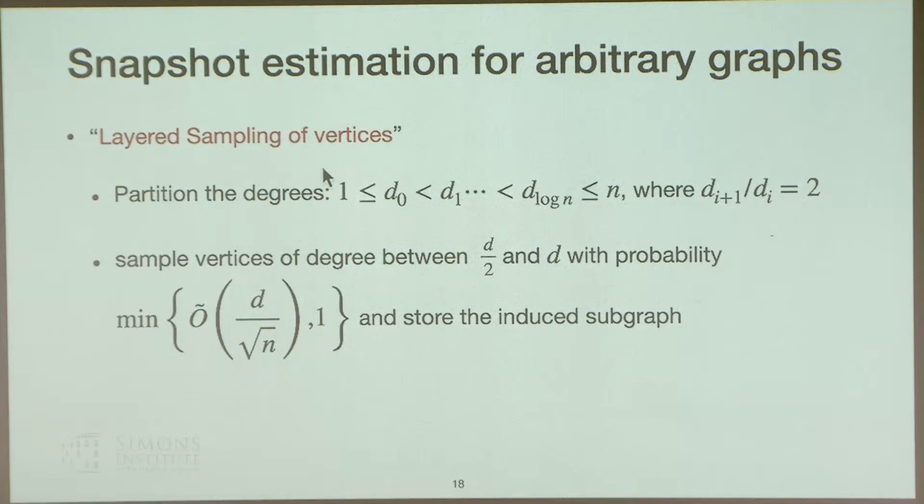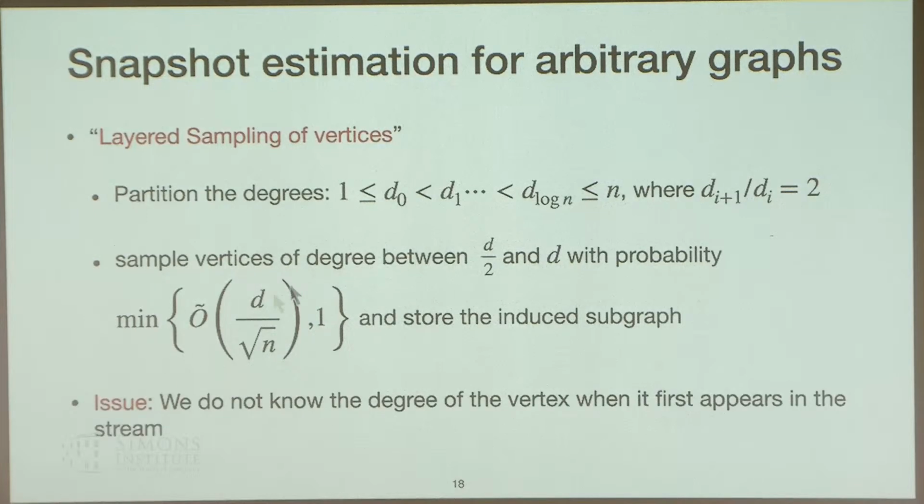Notice that this is still only square root of n space, because you have roughly n over d vertices in this interval. And if you're sampling them with probability d over square root of n, you roughly get square root of n vertices in each interval. Okay? But the issue is that you do not know the degree of the vertex when it first appears.